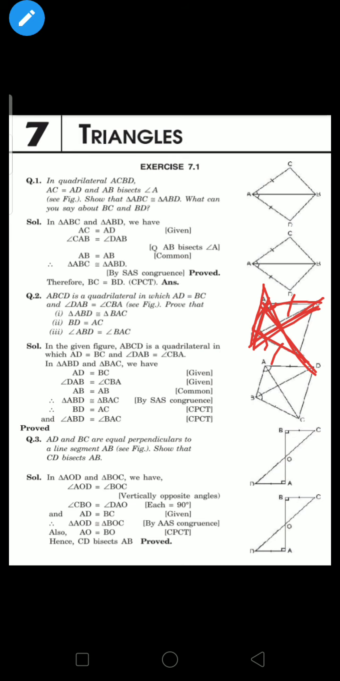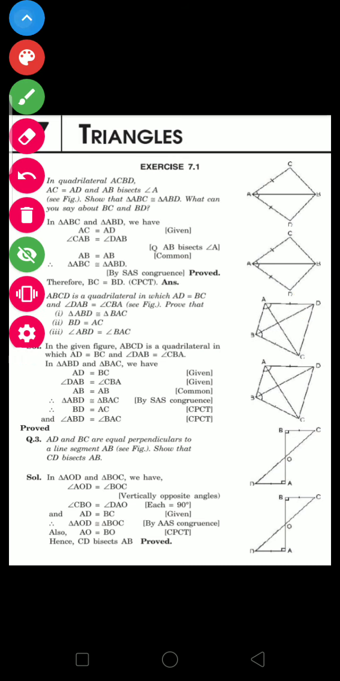Okay, students. Now look here. How will I do it? Actually, first we will prove these triangles congruent. How will we do this? Actually, we will take triangle ABC, this triangle, and triangle ABD. You can look here in the diagram.